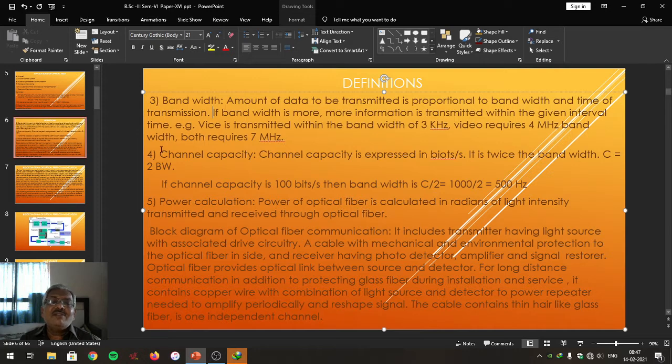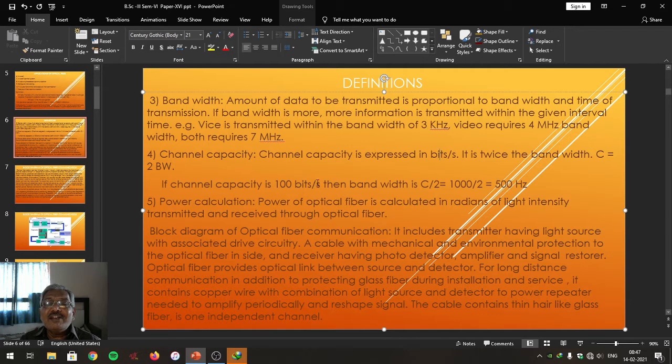Then friends, next term is the channel capacity. Channel capacity is also expressed in bits per second. It is twice the bandwidth. Channel capacity is twice the bandwidth. That is, if C represents the channel capacity, then C is equal to 2 times BW, that is 2 times bandwidth.